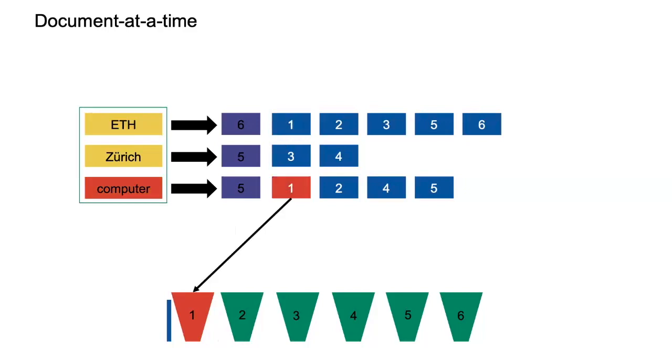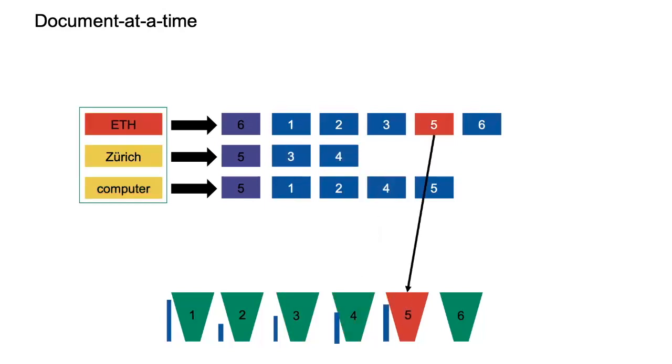So 1 and 1. Now I'm done with document 1. Document 2. Again, ETH and computer, I'm done. Document 3, ETH and Zurich, I'm done, sorry. Document 4, Zurich and computer. Document 5, ETH and computer. And document 6, ETH. What are my results? Well, document 5, document 1, document 6.